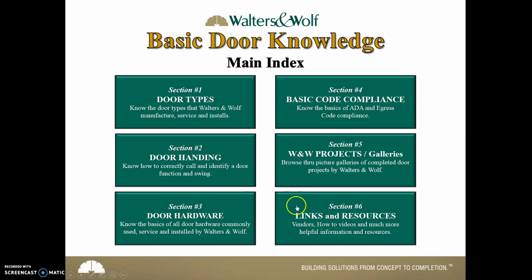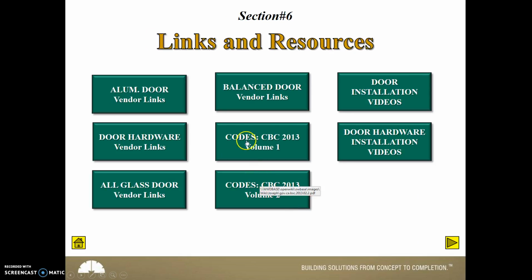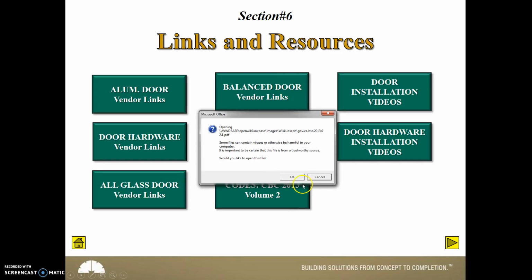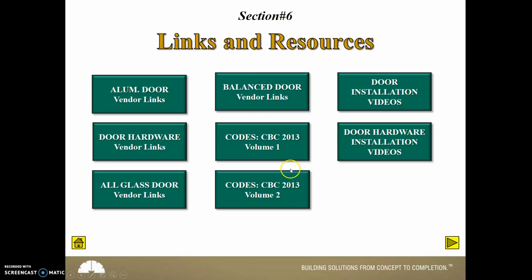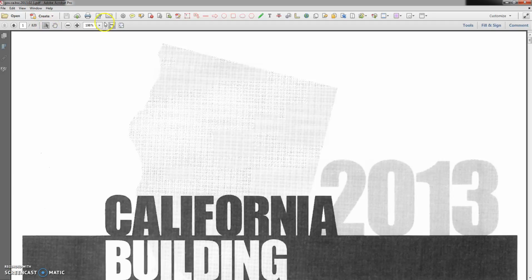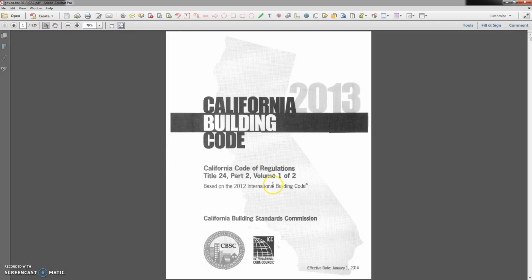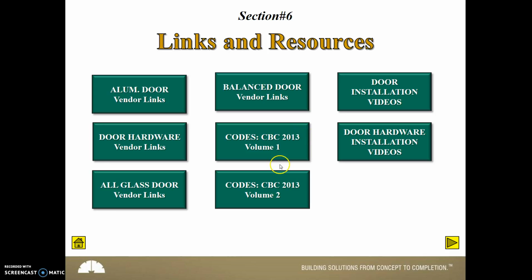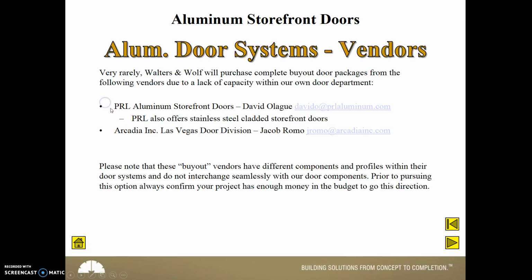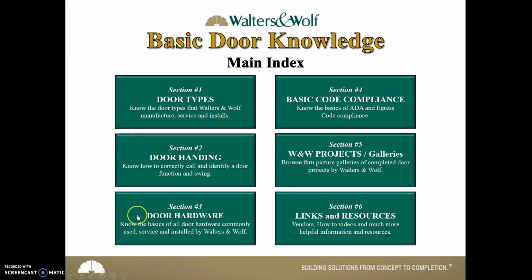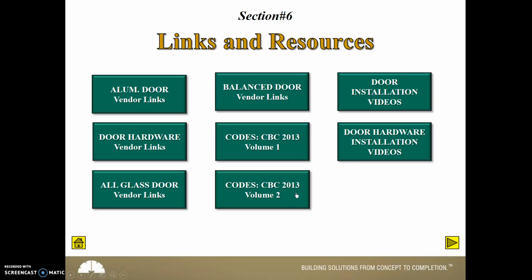And the last section is the links and resources. We have the full versions of the California building codes linked here, and that will take you to the files that are on the wiki. These are searchable, so if you want to search for any codes even outside of the door realm, that's in there. We have vendor links for who we typically buy doors from. We have actual hardware links as well for who we buy hardware from if you need to get something fast.